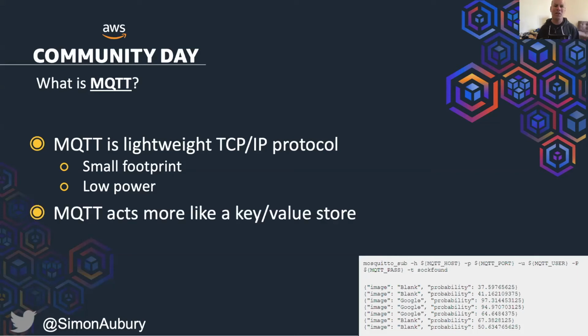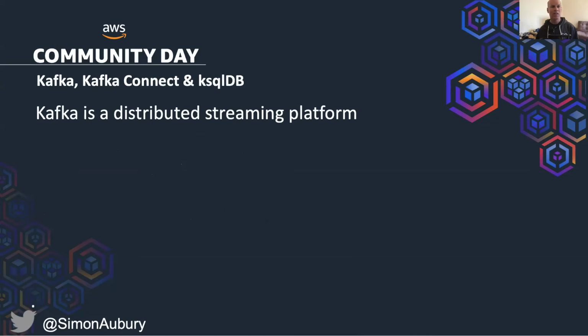MQTT acts a bit like a distributed key value store. Every time the camera has seen something, we're going to be passing those messages onto MQTT. It acts like that sort of distributed notice board. It doesn't know if anyone's bothering to read the messages, and it doesn't have the smarts to do stream level processing. So MQTT is just acting like an interface between the camera and the next stage of our processing. For the next stage of our processing, we're going to be using Kafka.